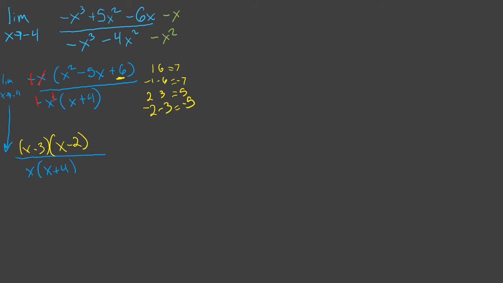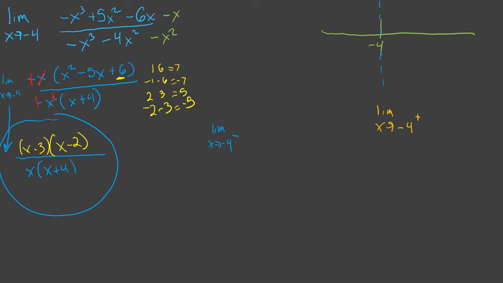So we're going to go ahead and draw our number line up here. And we're just going to look at negative 4 because that's what we've been asked to analyze. And we've got a vertical asymptote here. So let's draw it in. And we're going to do the same thing we did before, where we're going to take the limit as x approaches negative 4 from the left, and then we're going to look at the limit as x approaches negative 4 from the right.